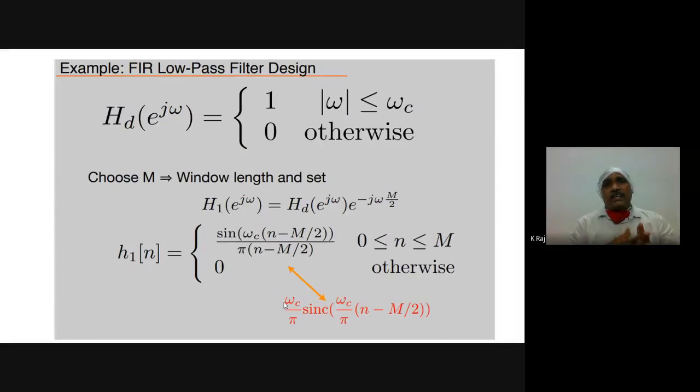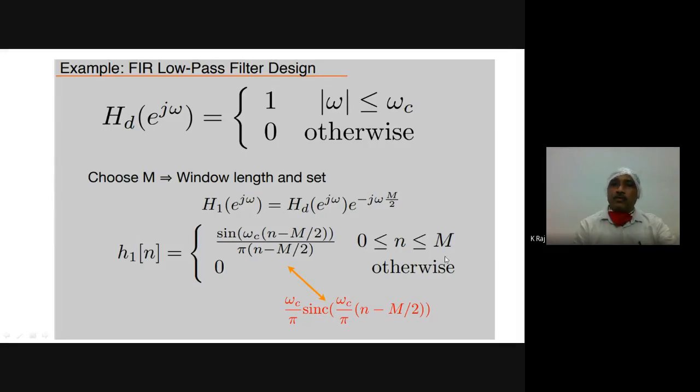Now, if we consider a very simple example, Hd(e^jω) is 1 in the cutoff frequency range of ω from 0 to ωc, on either side, plus side or negative side. Otherwise, it will be 0, that is the low pass filter here. Now, we select M, that is the window length, and set H1(e^jω), related to the truncated value, as Hd(e^jω) e^(-jωM/2), and hence we will get the truncated impulse response h1[n], which is the inverse Fourier transform of this, that is sin(ωc(n - M/2)) divided by π(n - M/2), in the range where n lies between 0 and capital M.